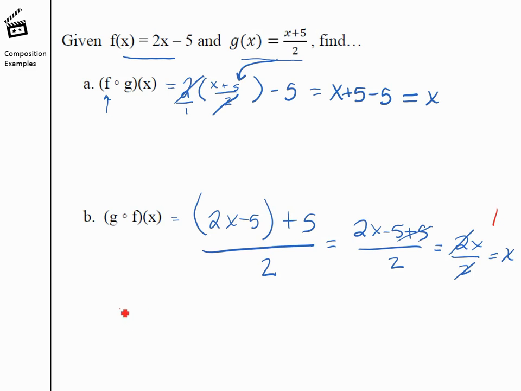But these two functions are called inverses of each other, because they inverse what the original function did, and we'll talk about them more later in the class, but it's just nice to be aware.